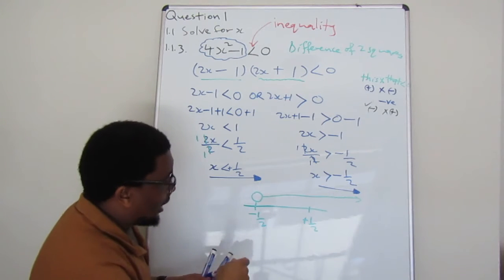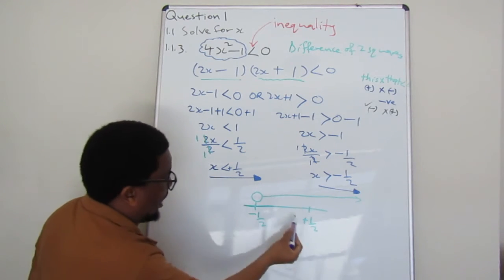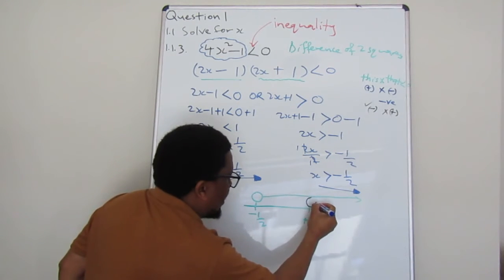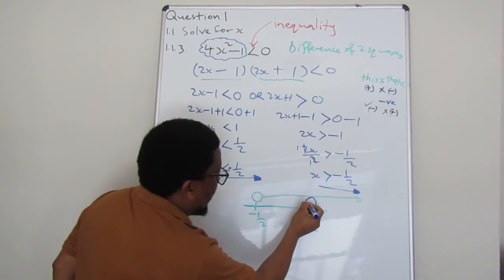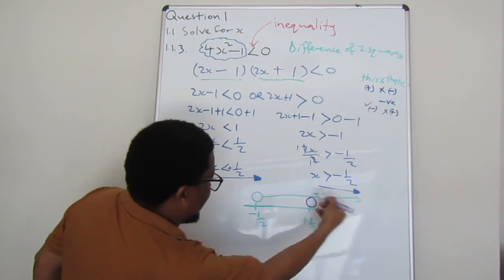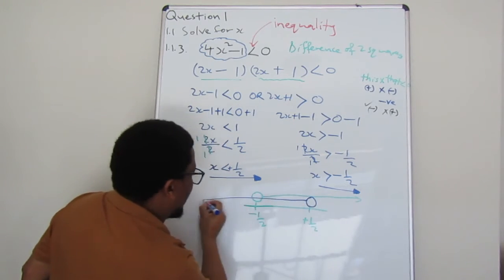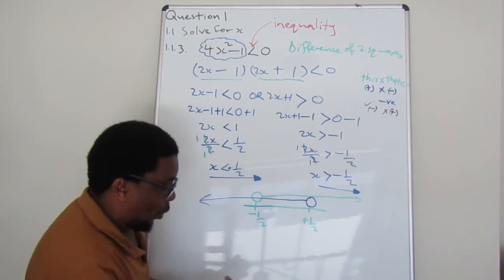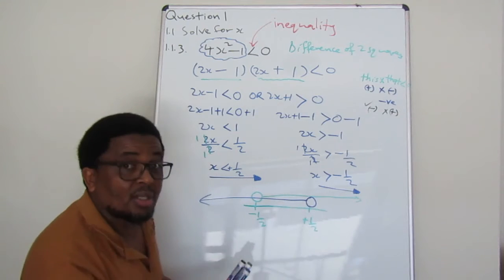Now, let's go to the other side. X is less than positive 1 over 2. I also do the same thing there. There's my positive 1 over 2. Then I draw less than, which is to the left. There we go. Now in this case, where do these graphs meet?